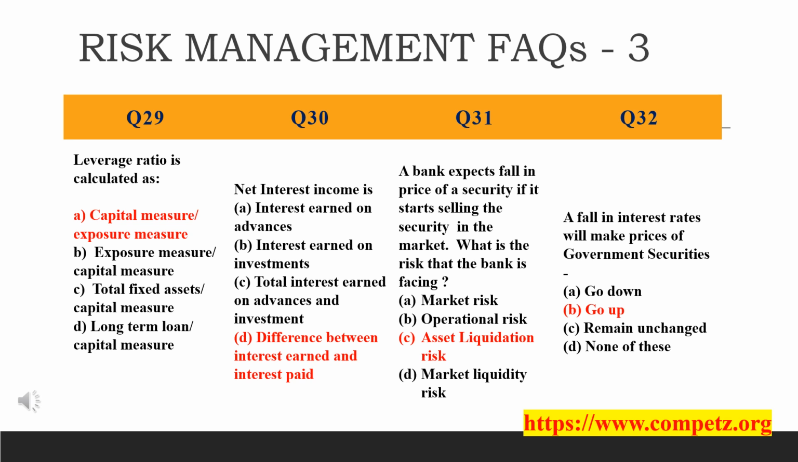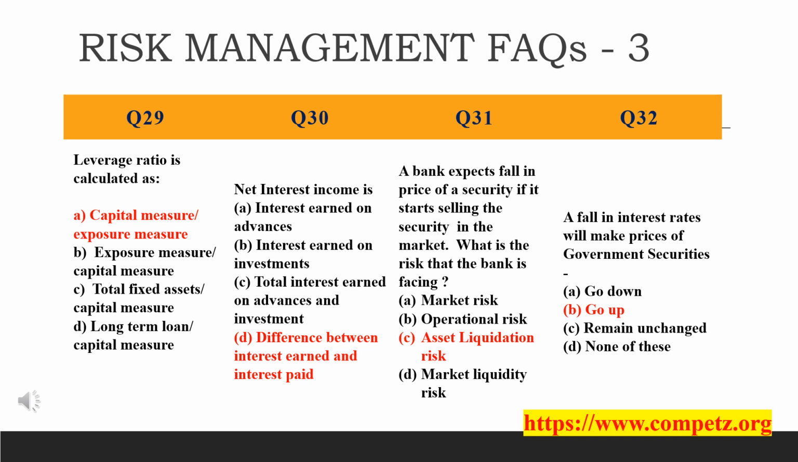The next question: a bank expects a fall in the price of a security if it starts selling the security in the market. Think about the question first. The bank expects a reduction in the price of a security if it starts selling it in the market. So what is the risk that the bank is facing now? There are 4 risks mentioned here, you can see on the screen. The answer seems to be market risk.